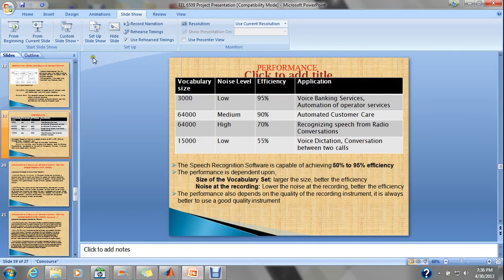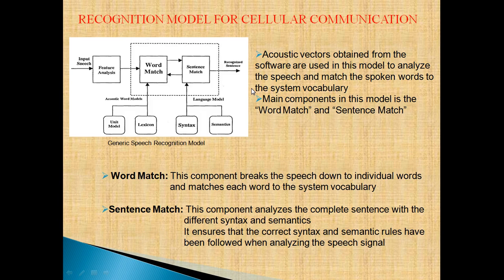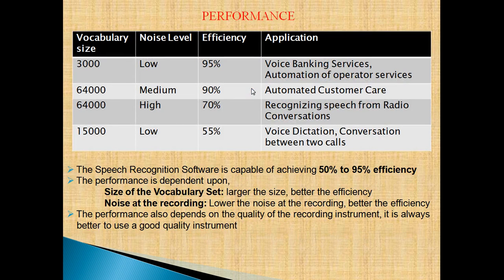Okay, so I'll be talking about the remainder of my presentation. This is video part three. In the previous video, I was talking about the recognition model for cellular communication, and I talked about the word match and the sentence match and how this model can be exploited for different applications of cellular communication.